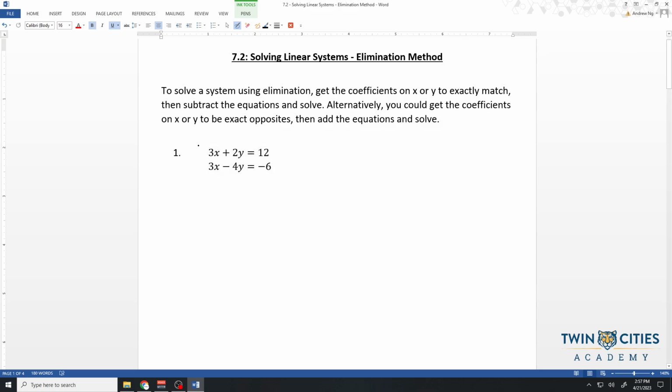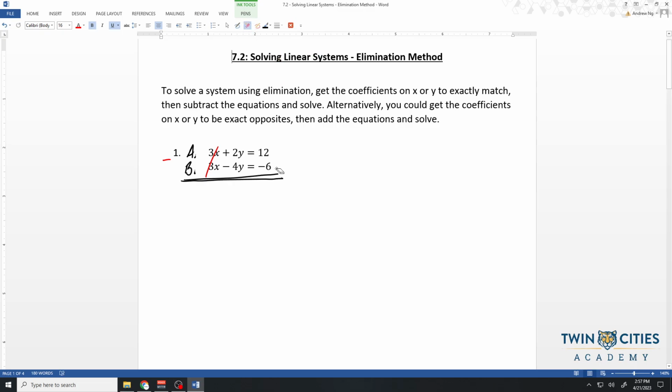Let's label our equations. This will be equation A here, and we'll call this B. Well, I notice that both A and B have 3x, a coefficient of 3 on x. If they have the same coefficient, if this is positive 3, then you can go ahead and subtract these equations. So that way, the x's will subtract out.